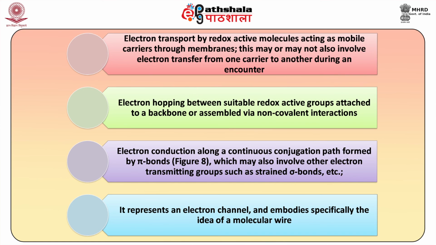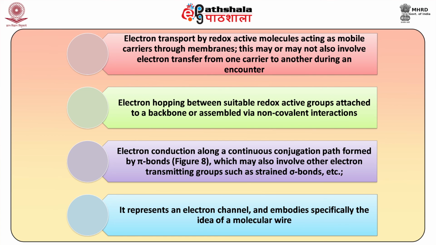The three main classes of electron transfer processes may be considered. First one would be the electron transport by redox active molecules acting as mobile carriers through membranes. This may or may not also involve electron transfer from one carrier to another during an encounter. Second would be electron hopping between suitable redox active groups attached to a backbone or assembled via non-covalent interactions.